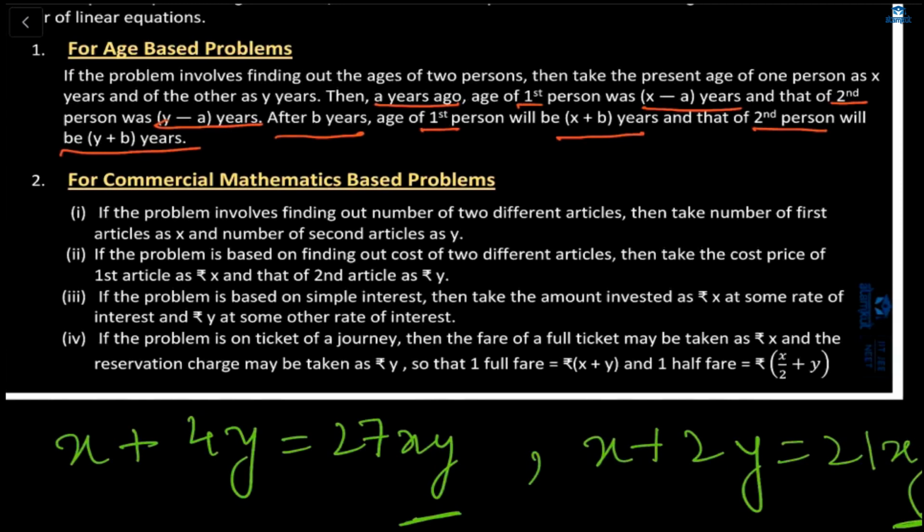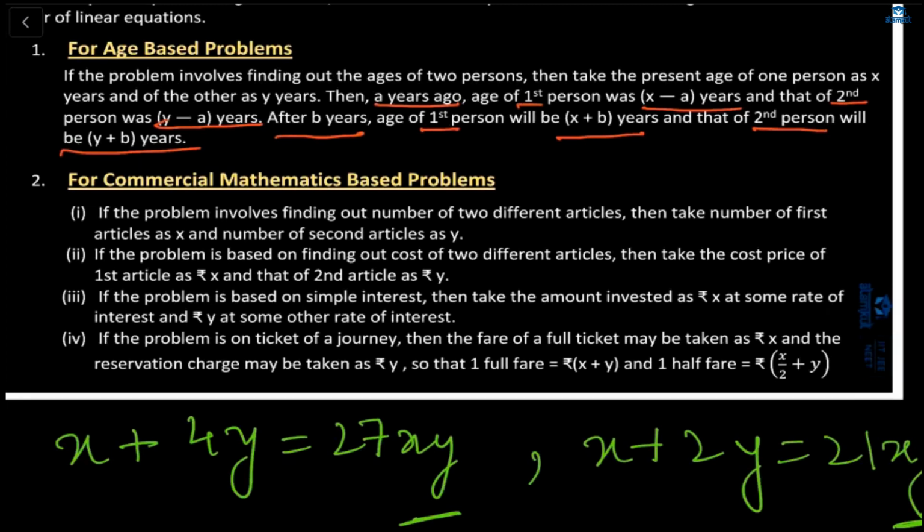Okay, now it's clear, Safia and Shazan, how to solve the age-based problems in word problems. What you have to assume and how you have to do it: you are going to assume the present ages of both the persons as x and y respectively. And 5 years ago, you will subtract 5 from the present age. If it asks after 5 years, you are going to add 5 to the age.